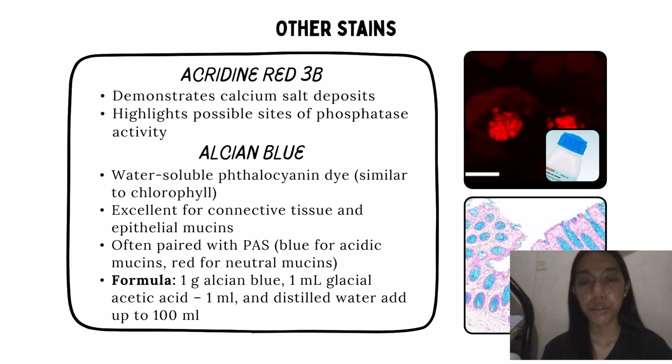Fifth is acridine red 3B, which is used to demonstrate calcium salt deposits in tissues as well as to identify potential sites of phosphatase activity. It forms a red stain complex with calcium salts, making it an essential stain in the study of mineral deposits in tissue sections.